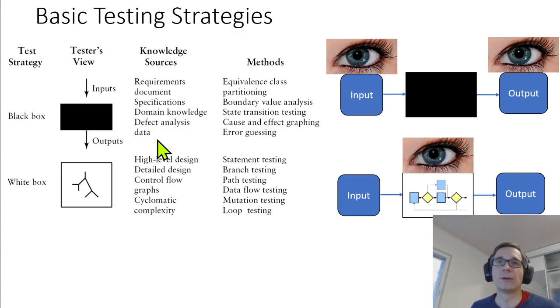Knowledge sources of black box testing are typically requirements documents, other specifications, domain knowledge, and analysis of past defect data. The methods used in black box testing are equivalence class partitioning, boundary value analysis that we will study during these lectures. Then there are also state transition testing, cause effect graphing, and error guessing.